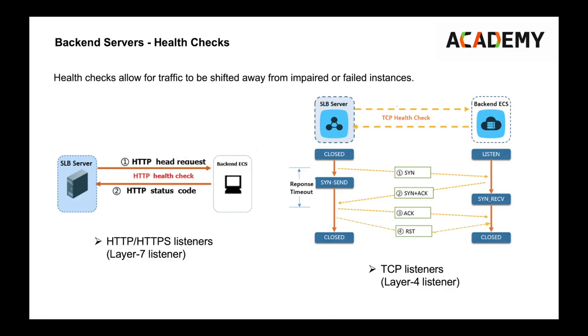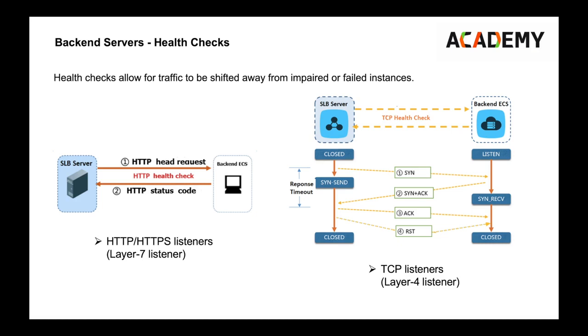Health checks. There are actually several different types of health checks that the listener can perform depending on the protocol of the listener. For HTTP or HTTPS, the health check is fairly simple. The server load balancer will send an HTTP head request to each backend ECS server, and it will expect to get back an HTTP status code like 200 OK. If it doesn't get the code it was expecting, then the server fails the health check.